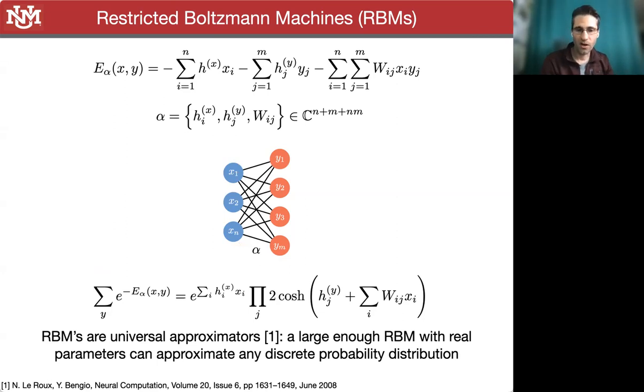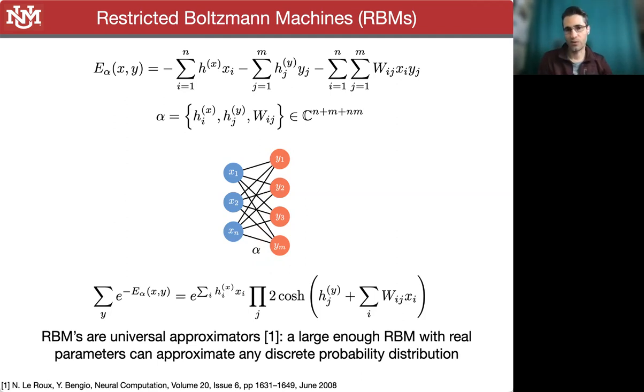Now, why do people care about RBMs? Well, why should you care about them? Well, it turns out they're universal approximators, which just means that if you allow yourself to grow the number of these, what are called hidden nodes or this hidden layer, if you allow yourself to grow the size of this layer, you're able to approximate any probability distribution on these variables, right? So in principle, it allows you to approximate any probability distribution, but of course, this may come at a cost of having a large number of these hidden variables.